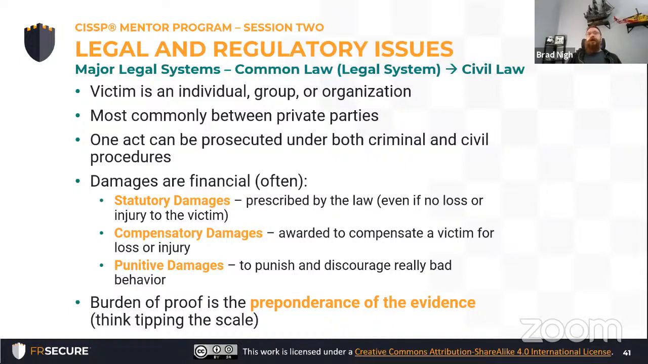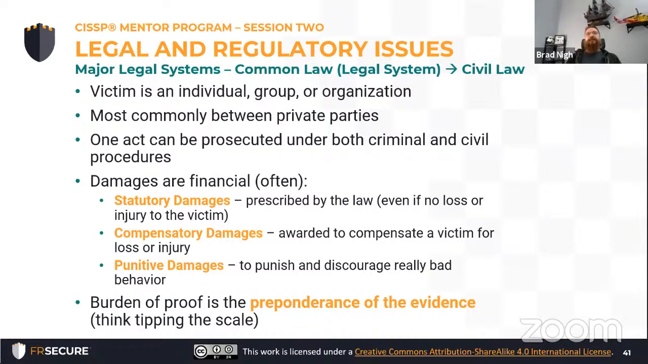So remember, within civil law, you have three types of damages, and you will need to know the difference because they will say, what is the damage prescribed by the law or awarded to compensate or to punish? So statutory is, the law says, if this happens, you get this money. Compensatory, think of that as something got destroyed. Well, I'm going to get damages to cover that loss. And then punitive is to make sure this doesn't happen again.